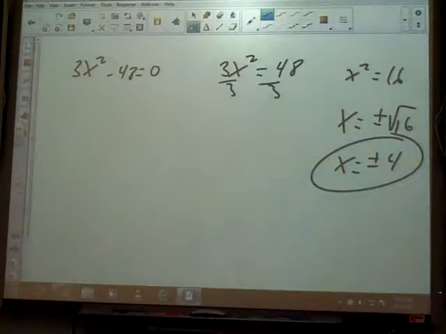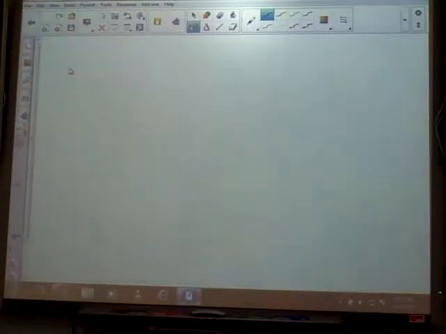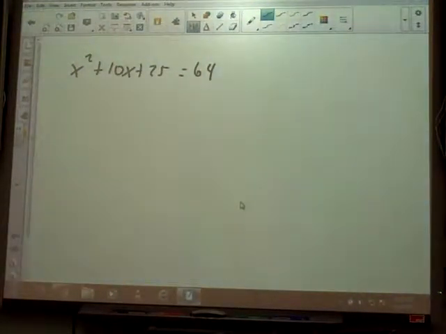Alright, 3. I've got x squared plus 10x plus 25 equals 64. If you chose to do the quadratic formula here, the first thing you would do would be to subtract 64. I didn't do that. I did this one by completing the square. Because I looked at x squared, that's a perfect square. I looked at 25, that's a perfect square. So I did my b check. I said, well, half of 10 is 5. If I square 5, it's 25. So that is the same as x plus 5 squared.